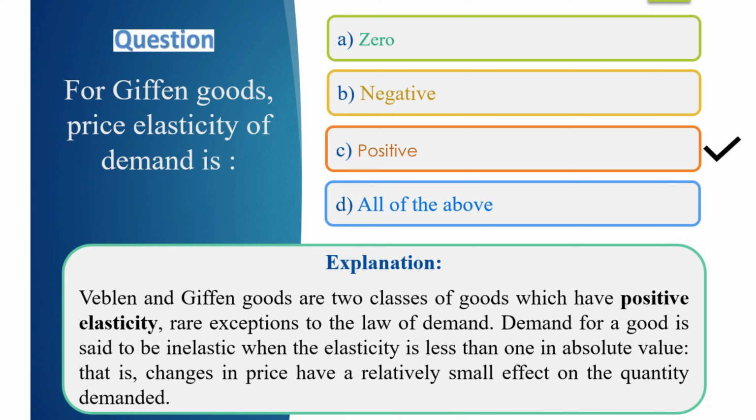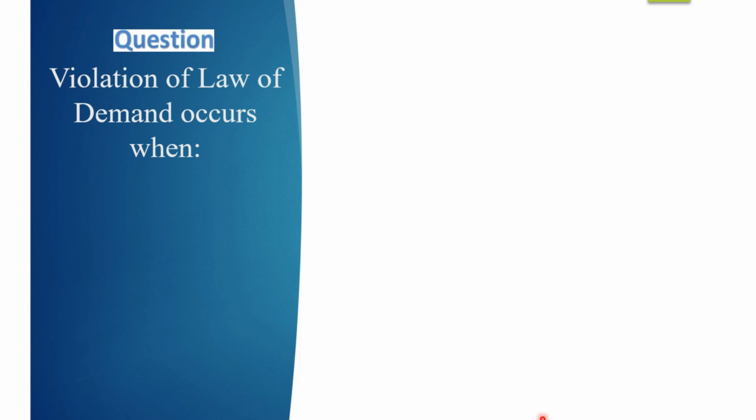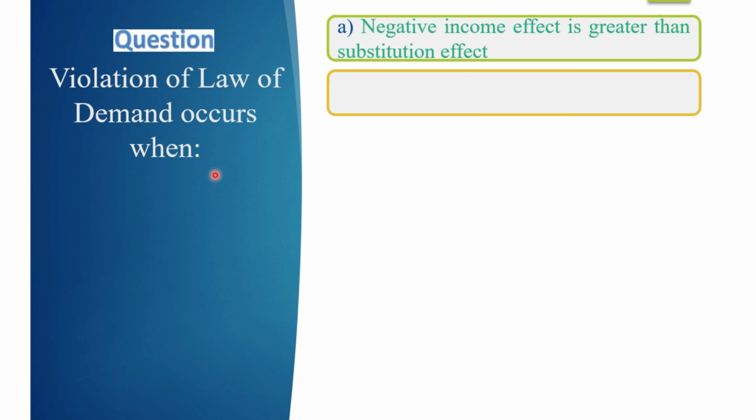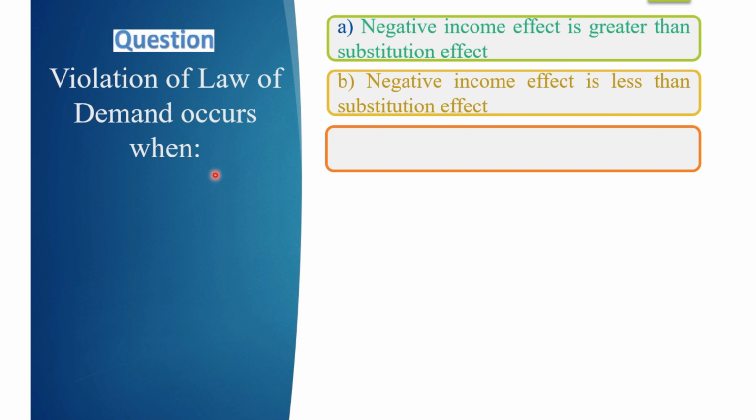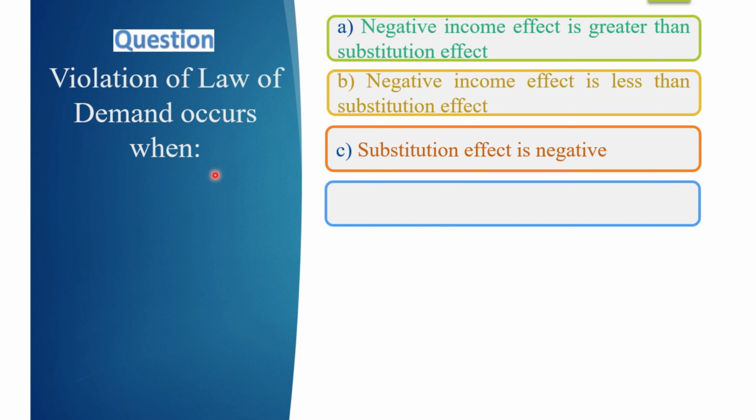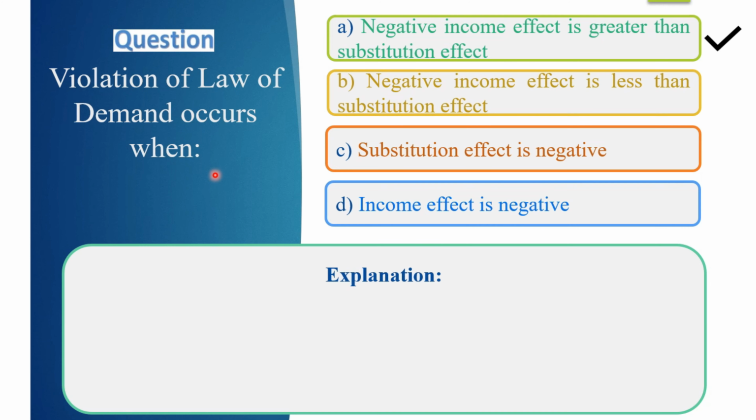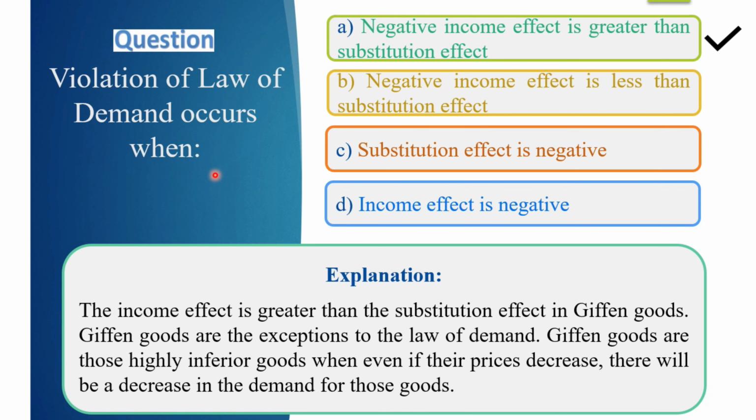Our last but not least question is violation of law of demand occurs when? Option number 1 negative income effect is greater than substitution effect. Option number 2 negative income effect is less than substitution effect. Option number 3 substitution effect is negative, or option number 4 income effect is negative. And the correct answer for this question is option number A, negative income effect is greater than the substitution effect.